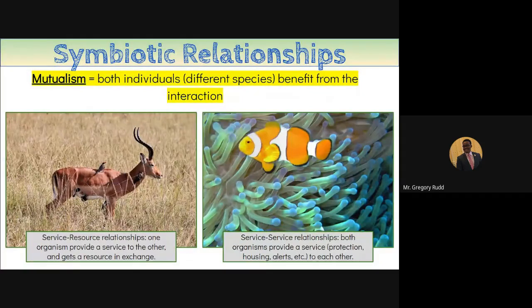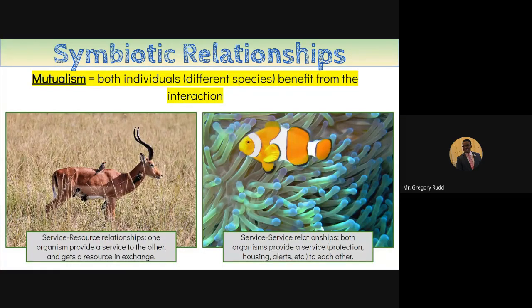The example we have here, we see a clownfish, which you all probably recognize if you've ever seen the movie Finding Nemo, living amongst a sea anemone. The clownfish is driving off butterfly fish, which feed on sea anemones. So the presence of the clownfish is a deterrent to the anemone's predator. And the service that the anemone provides is housing. It gives the clownfish somewhere to live. It provides shelter. So both of these are examples of mutualism.